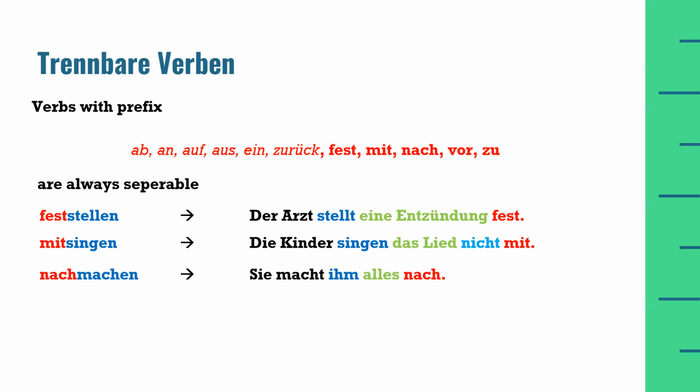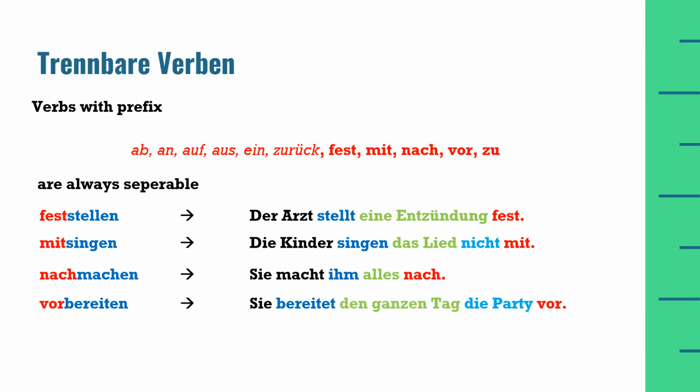Nachmachen. Nach is again a dative preposition, but here it is used as a prefix. Nachmachen means to copy. Sie macht ihm alles nach. She copies him in everything.